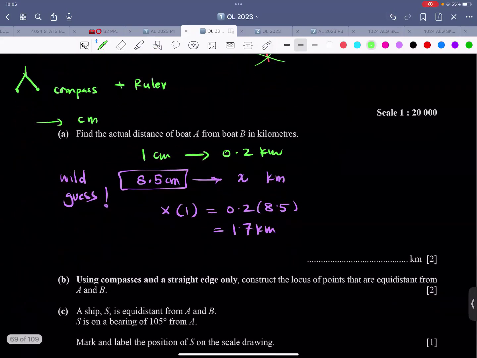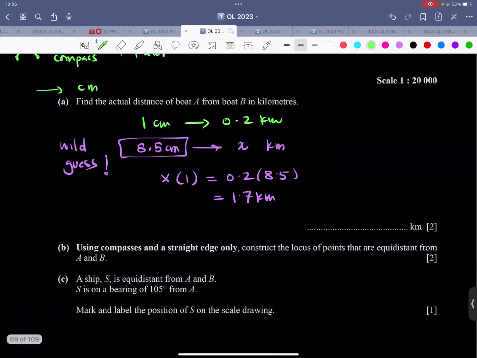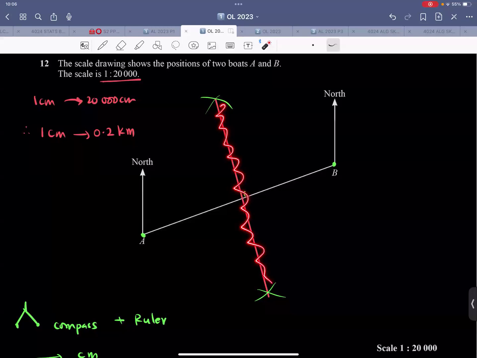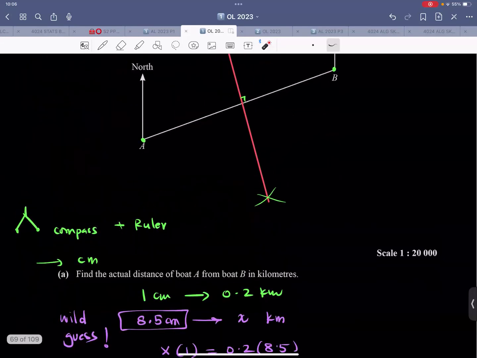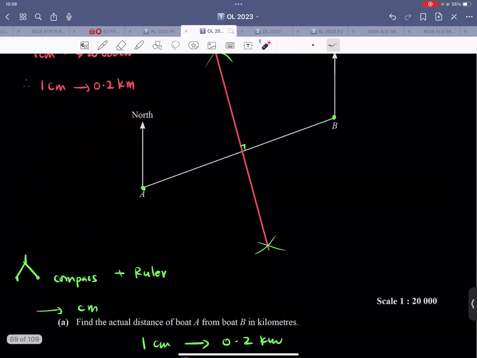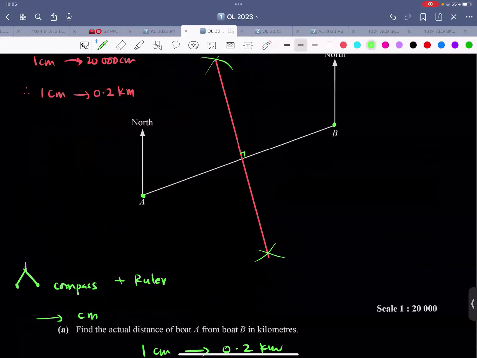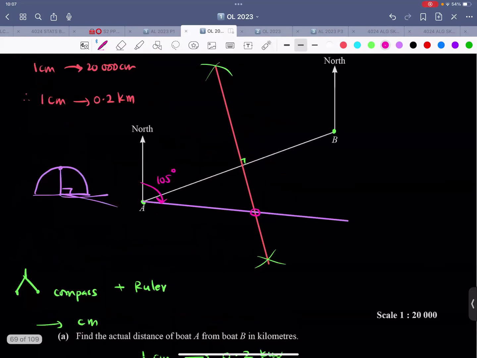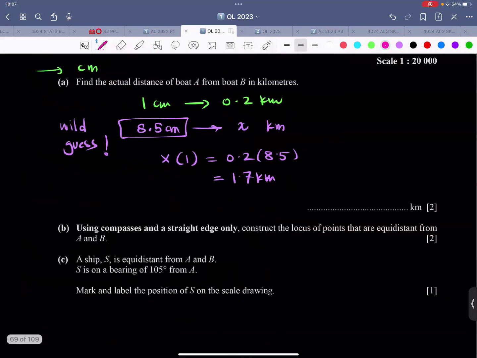And then it says a ship S is on a bearing of, is equidistant from A and B. That means the ship should be sailing along this path. And what else is there? So now it says S is on a bearing of 105 degrees from A. So from A, we take a protractor, and we draw 105 degrees. From here till here, that is 90 degrees and something like this. So let me draw this line like this. This is 105 degrees, just another rough figure. Where the two lines intersect, this is where S is on the scale drawing. They're not asking us to do any measurements, just the labeling.